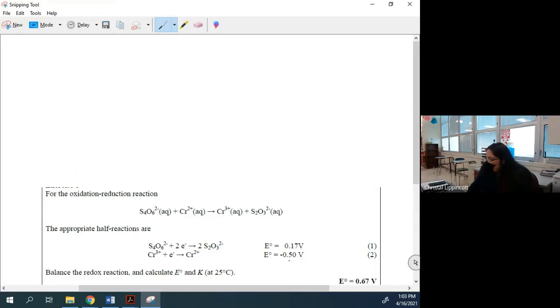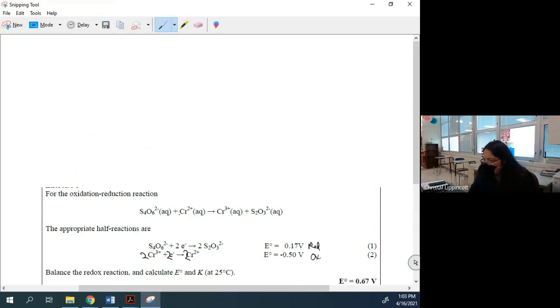How can I look using these values? Which one's reduced? The more positive one. So this is going to be our reduction. This is going to be our oxidation. And we need to balance this. So I'm going to have to multiply these values by what? 2, because I need to get 2 here. So 2, 2, and 2.